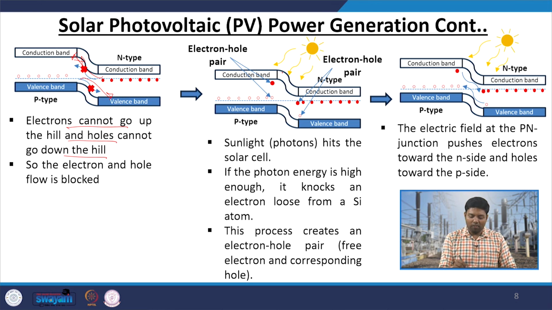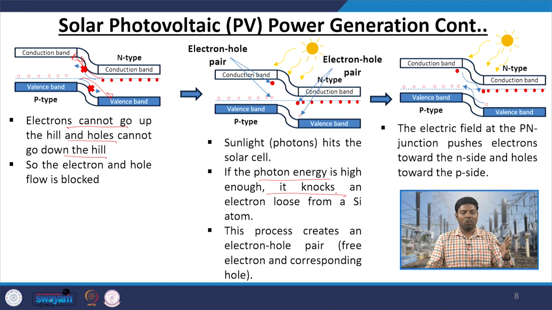But now, if you have sunlight falling on the silicon material or the doped silicon material, what will happen? If the sunlight energy or the photon energy is strong enough, then it will knock out an electron from the valence band to the conduction band for both the P type and N type, that is, from the silicon structure. So, you have a free electron here, you have a free hole here as well. Okay. So, you have created an electron hole pair.